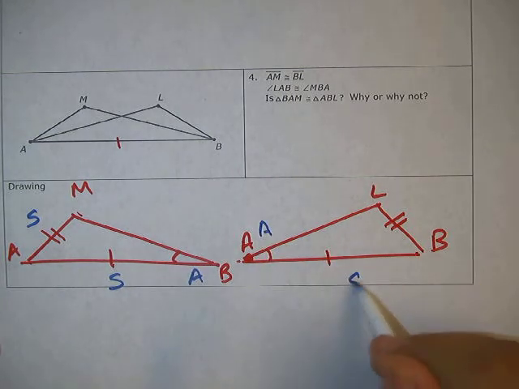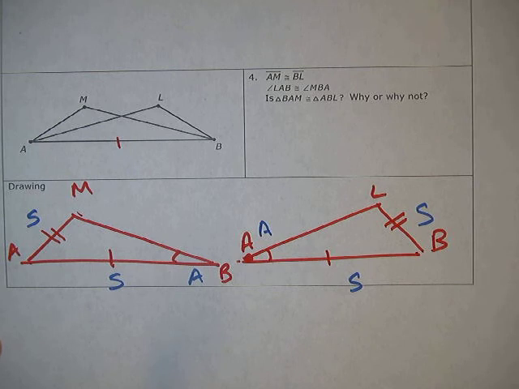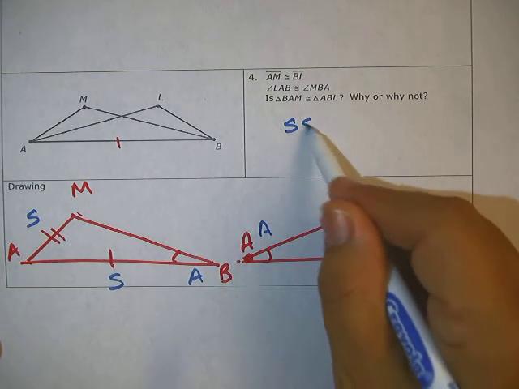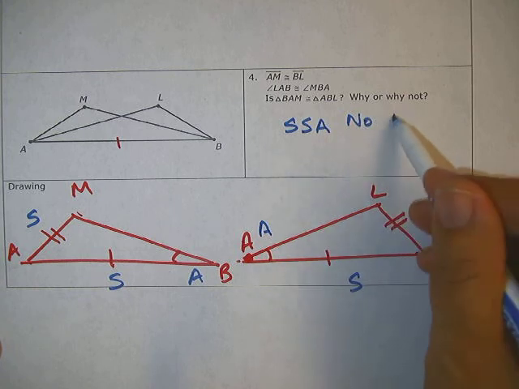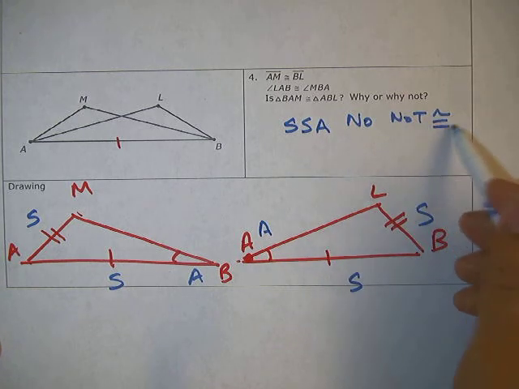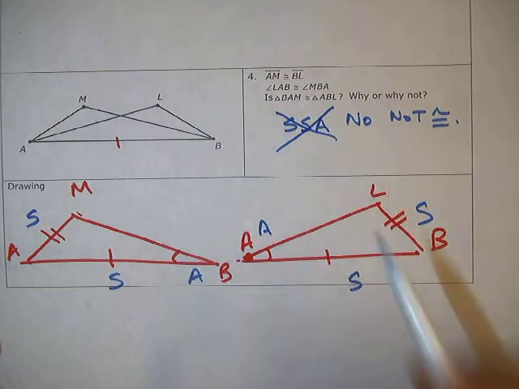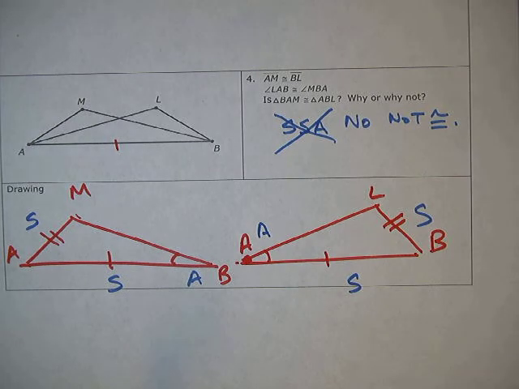Well, if I put these down, I think you can see it comes up with a postulate that I do not accept backwards. No, not congruent. So this is not a real postulate. You may see it presented as a postulate, but it's not a real postulate. Side-side-angle does not work.